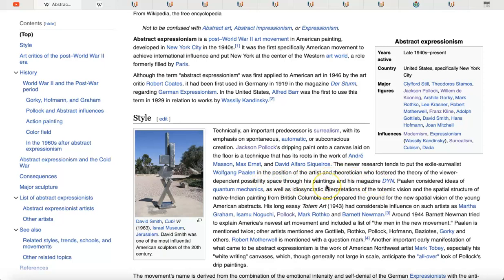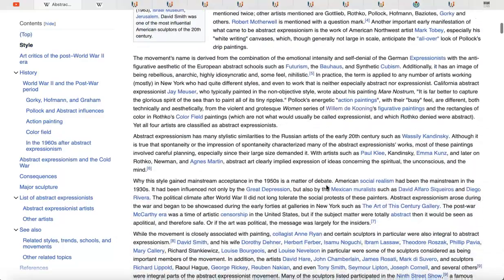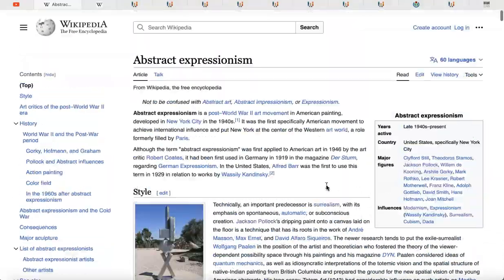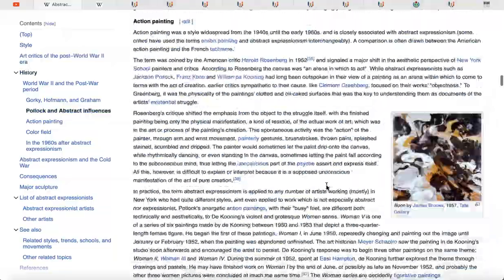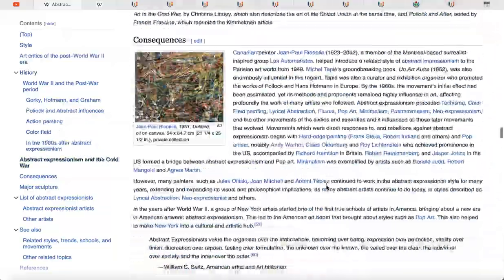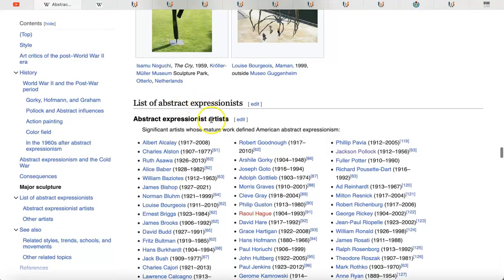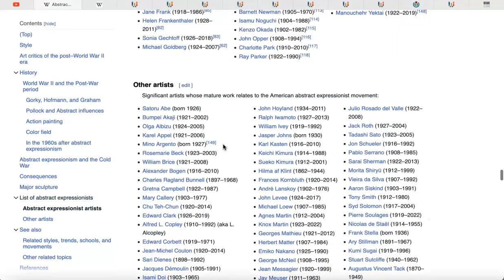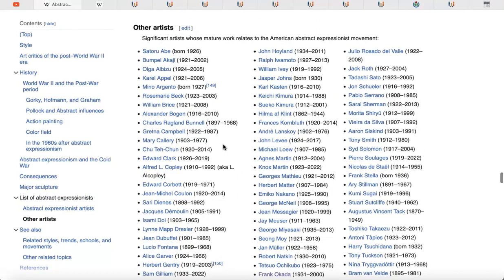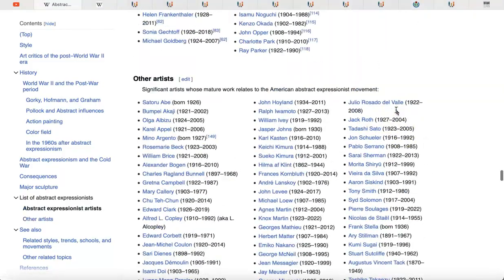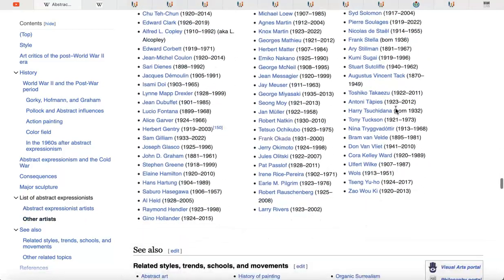I'm not going to read anymore. That's not why you're here, to listen to me read. At least not today. Look at how long this Wikipedia page is. And look at how long the list of abstract expressionists is. And then the list of people whose work relates to American abstract expressionism. My goodness gracious.